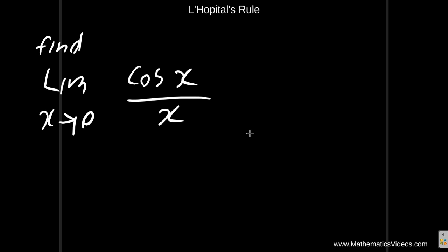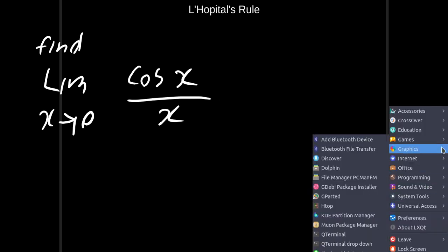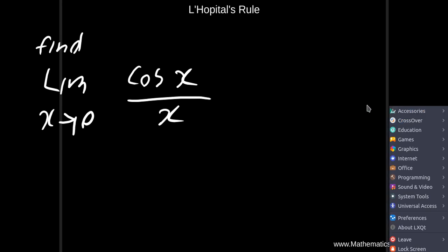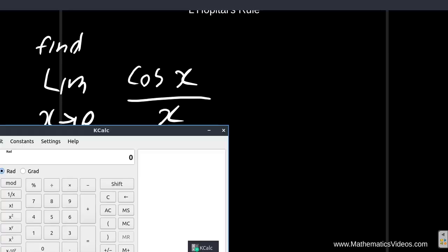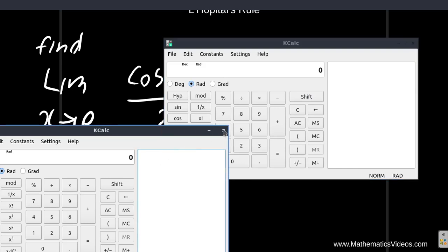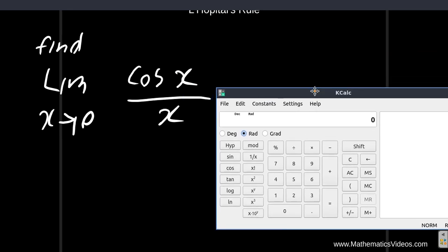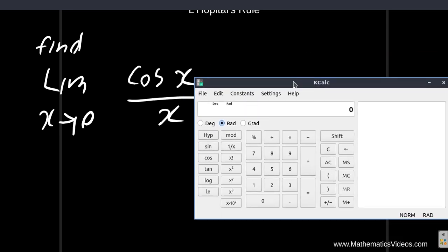Right? So here, suppose we get our calculator. We want to find the cos of a very small number divided by that same number. So cos x divided by x. I have 0.1, cos of that divided by 0.1, equal 9.95.